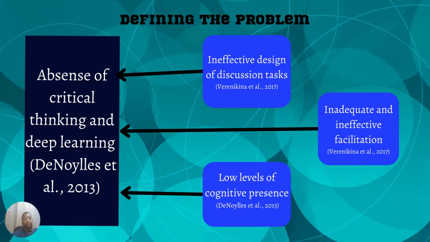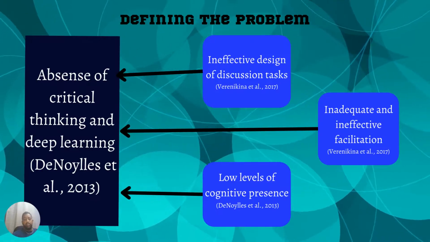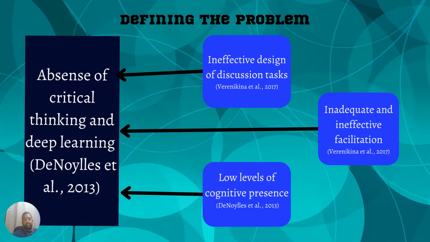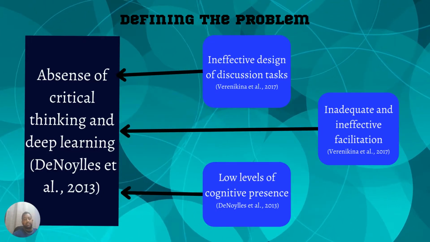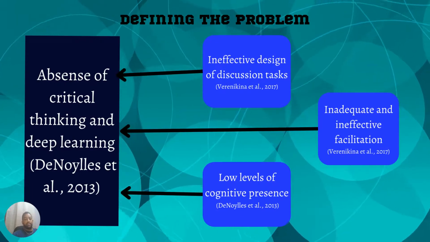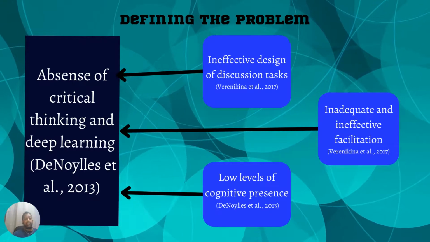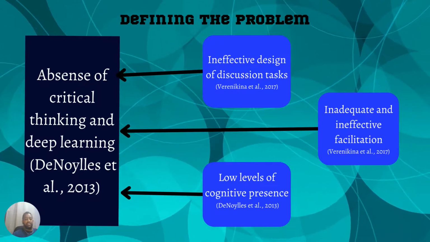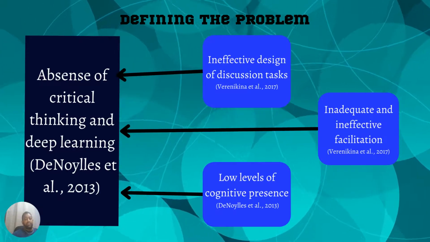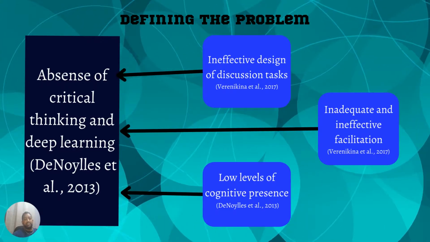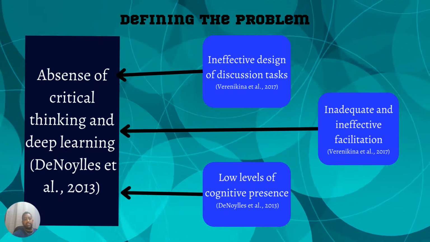First, we will define the problem, which is the absence or low levels of critical thinking being exhibited in the discussion forum, and take a look at some of the reasons why this may occur. Next, we will examine some solutions which can be applied to address this challenge. So let's get started.